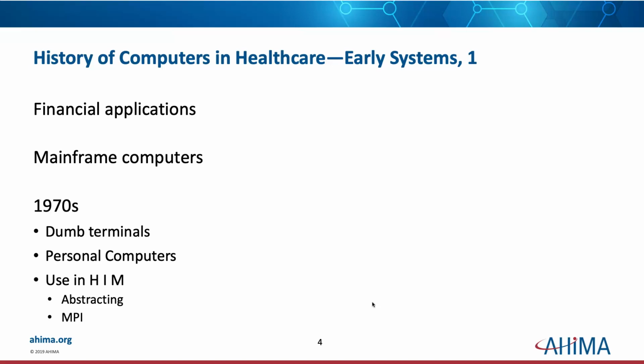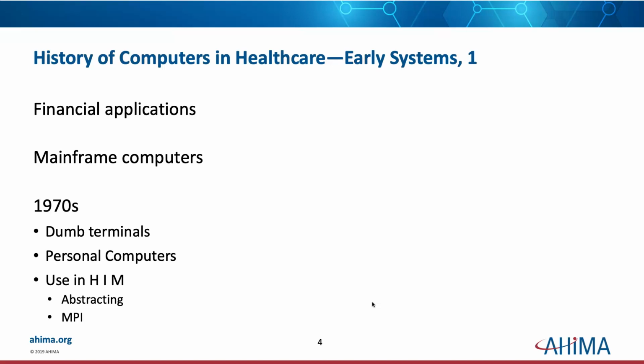So how did computers get into healthcare? The first way they came in is through financial applications using mainframe computers that were big, clunky old things. They were dumb terminals. And then they started moving from dumb terminals that were just input devices, basically, to personal computers. And this really happened, I would say, in the 80s more than the 70s.